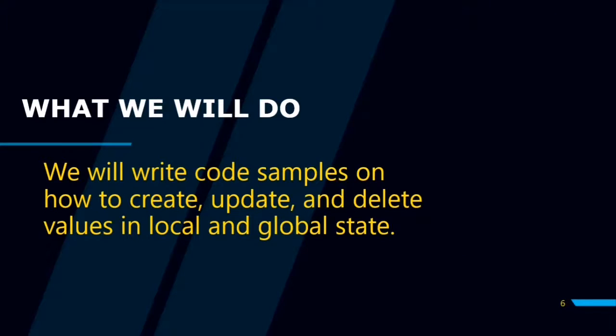So in the next step, we're going to take a look at how to actually write these code samples or smart contracts, to see how to store values in either the local state or a global state. We're going to write a smart contract program that can create, update, and delete values from either a local or a global state.